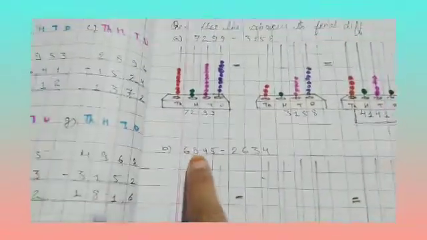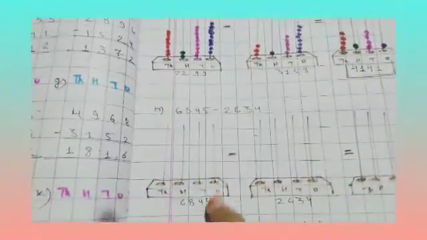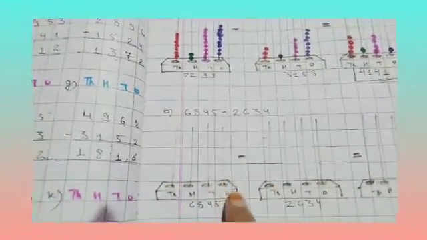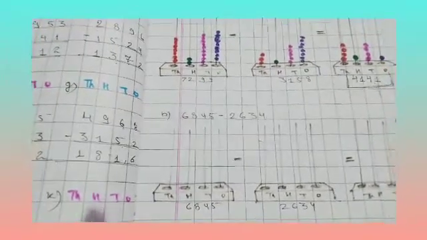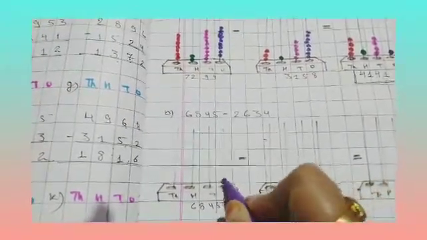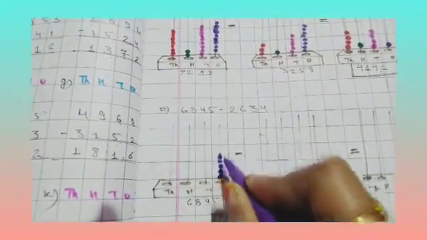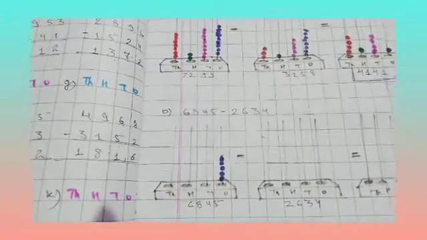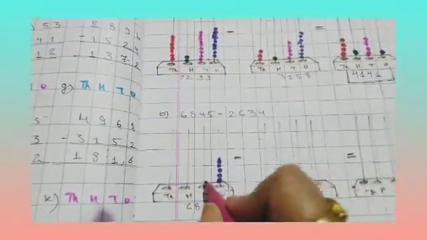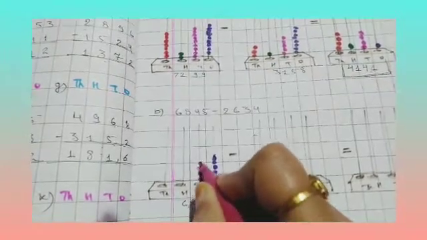Now part B. What is part B? 6845 minus 2634. So we are going to place at the one strand 5. So we are going to place 5 beads on the one strand. 1, 2, 3, 4 and 5. Now at the tens place what is there? 4 is there. So we are going to place 4 beads. 1, 2, 3 and 4.